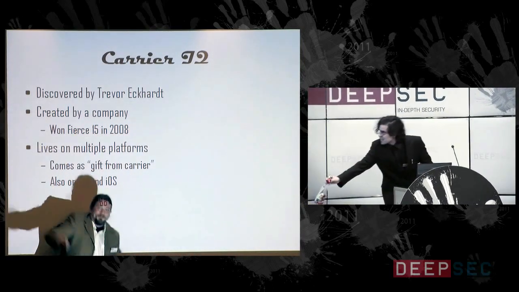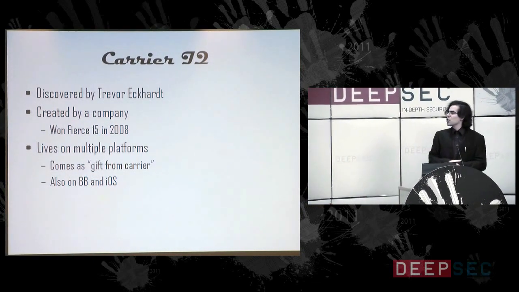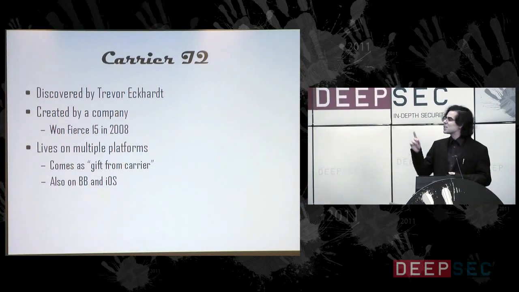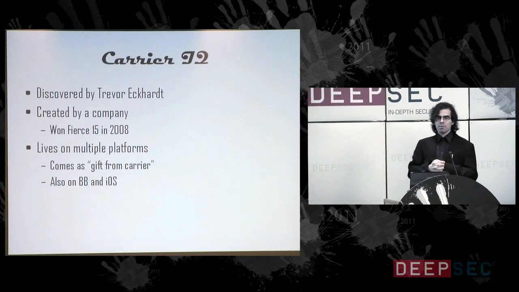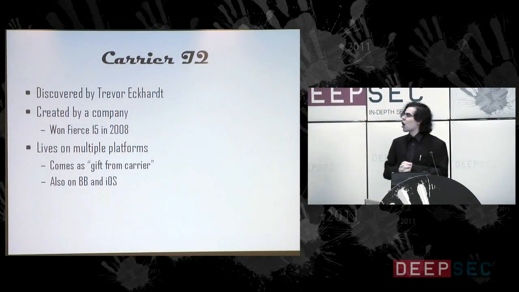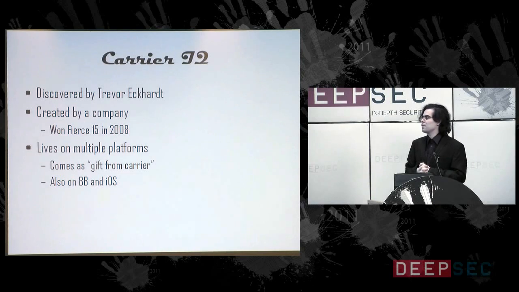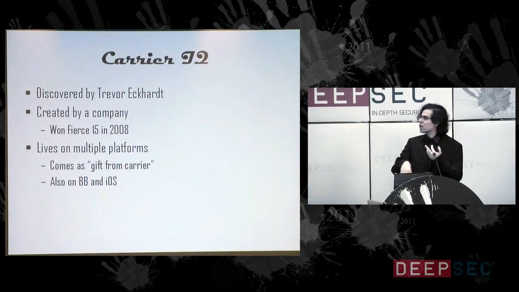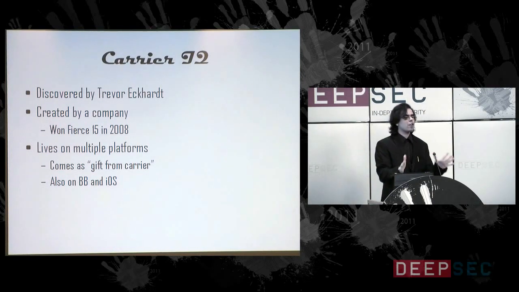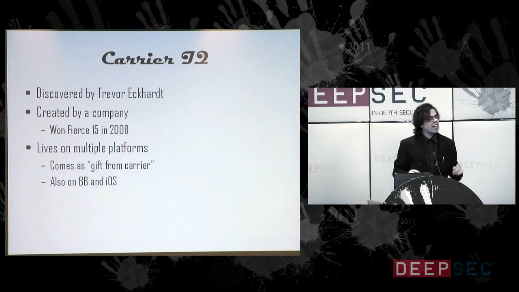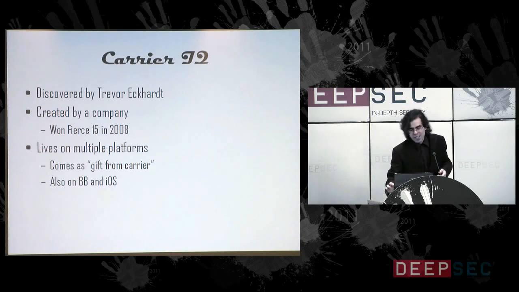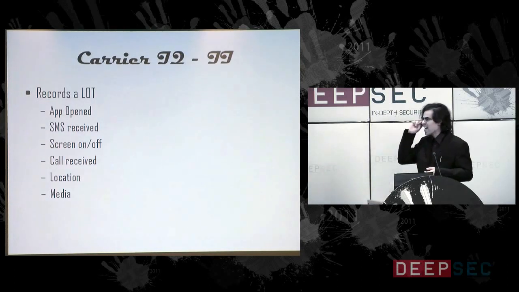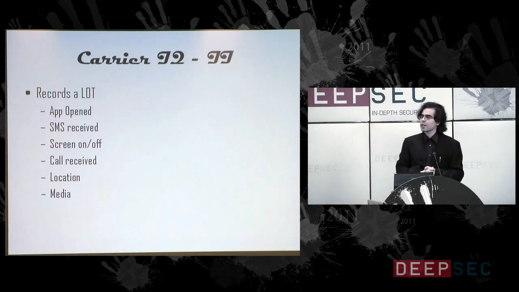It was created by a company which was elected as one of the top 15 mobile companies in 2008. The company is also called Carrier IO. It lives on Android, on BlackBerry, on Nokia, on iOS, on every phone you have, those bastards, right from the carrier as a free gift to you. And the problem is this. Their software reports quite a lot.